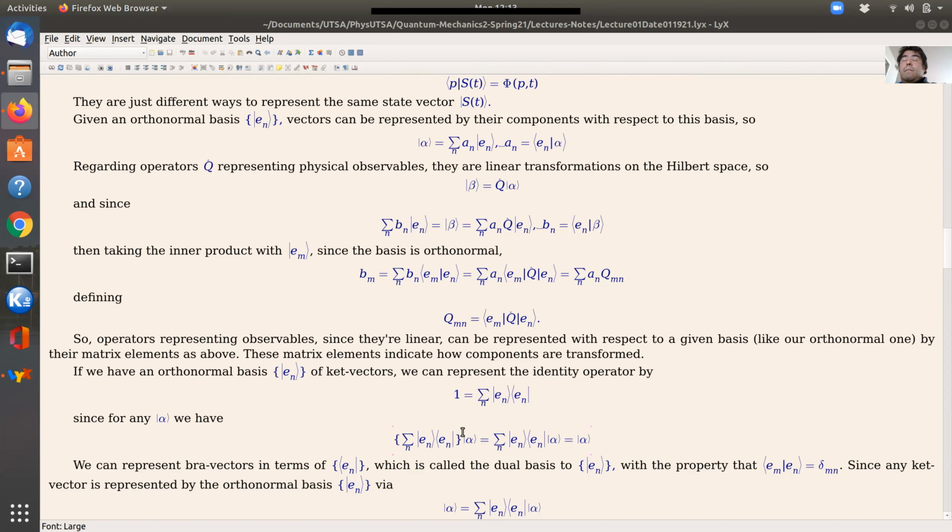So what it's doing is basically projecting alpha in each one of the components of the orthonormal basis and then expanding the sum. And so that's by definition alpha. So it's acting exactly as identity.